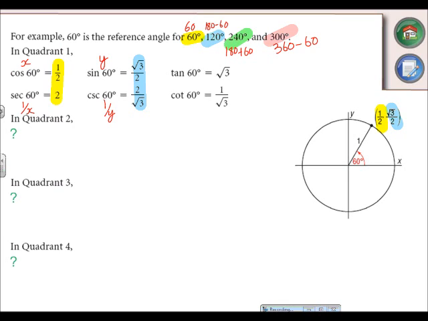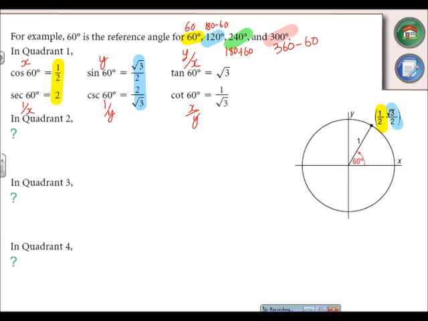Tangent now is, again, the y over the x. And because the denominators are always the same, you just have to look at the numerators. Root 3 over 1. That's tan. Cotangent is x over y, or flip that value, 1 over root 3.